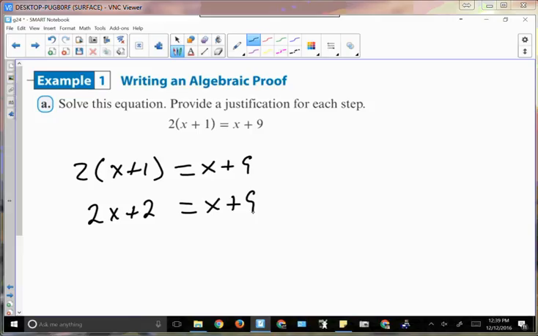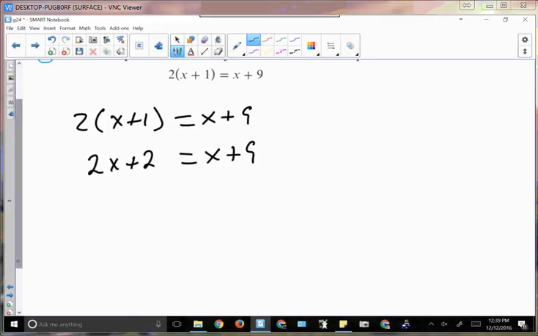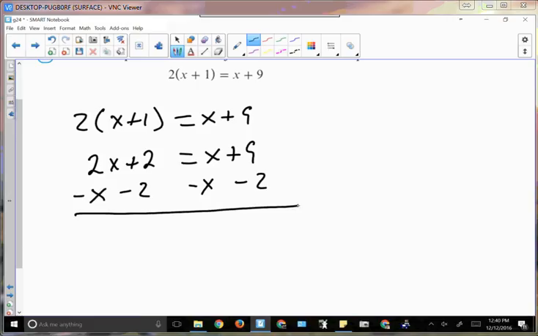So I've done the distributive property. Next thing we would do is we could subtract 2, subtract x, subtract x. And we would end up with x is equal to 7. Is this correct? Yes or no? Now, how do I turn this into an algebraic proof?